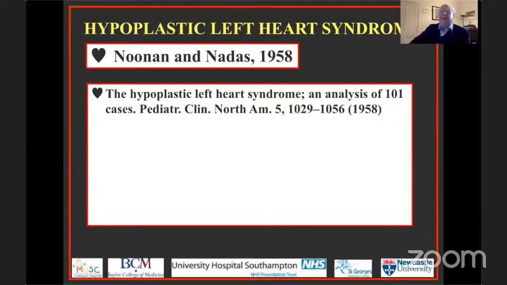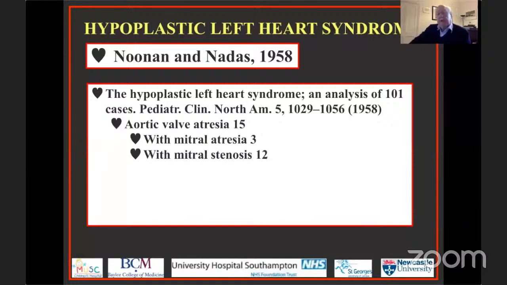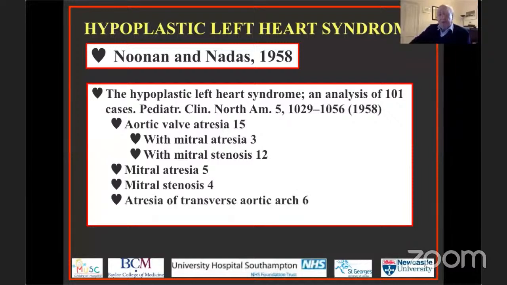And here you see they analyzed 101 cases of which they had morphologic confirmation of their clinical features. It's interesting to look at what they included in this 101 cases. 15 had atresia of the aortic valve, 3 having combined mitral and aortic atresia, 12 aortic atresia with mitral stenosis. They had 5 that had mitral atresia. And this is key to today's discussion. They had 4 with mitral stenosis, but then look what else they were including.